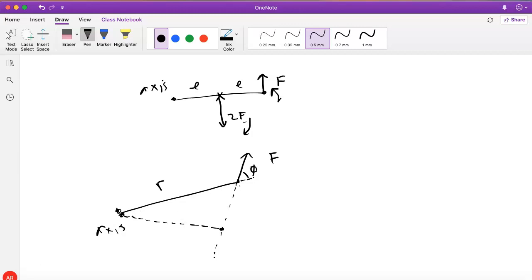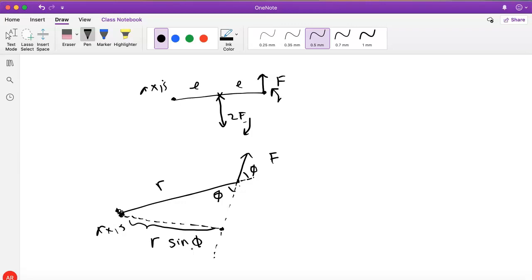Again, what is this length from here to here? If that's R, if that's phi, then this angle is also phi. So this length from here to here is R sine phi. So we have this alternative way of thinking about torque and visualizing it.